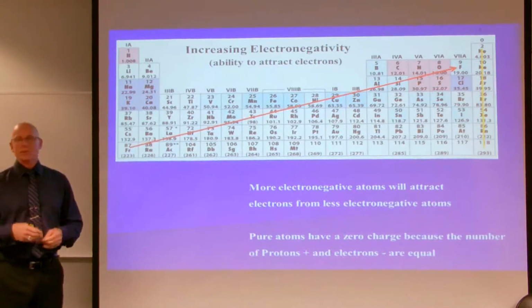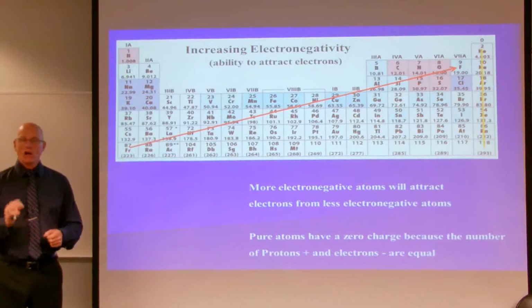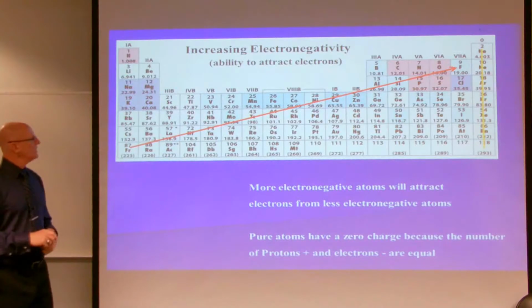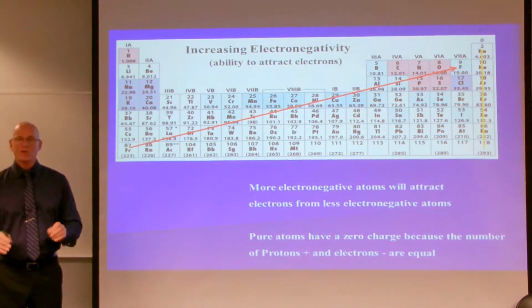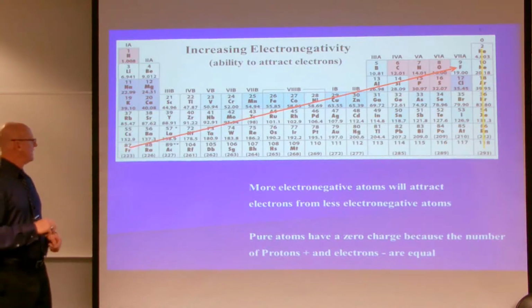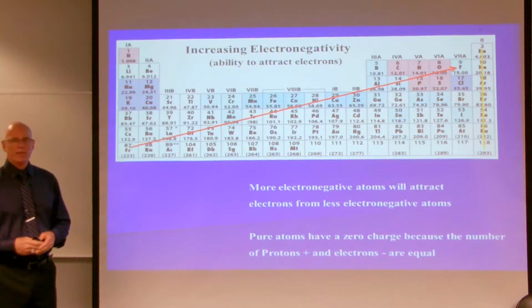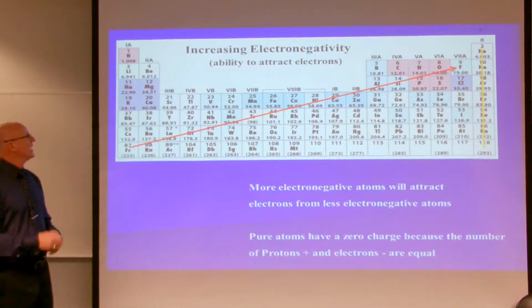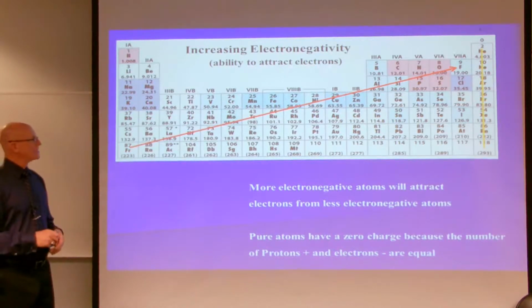Protons are positive, the neutrons are neutral, and the electrons that rotate around the nucleus are negative. So all these atoms have an equal number of protons and electrons, so they have a 0 charge. Now if we look at this line that I have here, this is the increasing of electronegativity. And electronegativity is just the ability of an atom or a molecule to attract electrons.